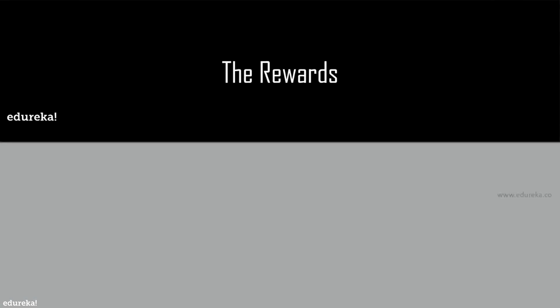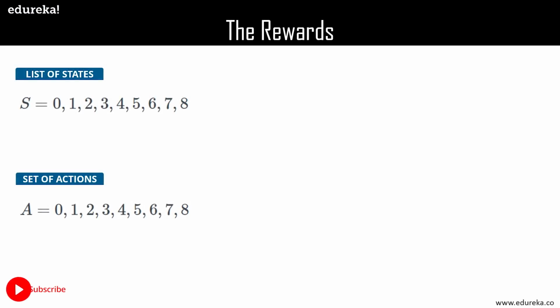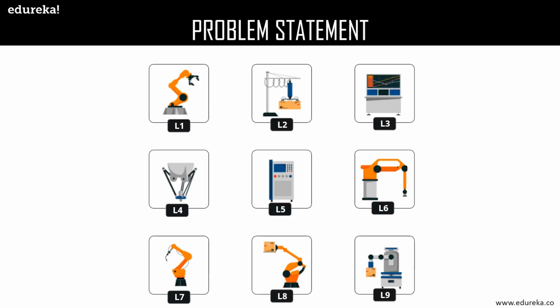So the states are basically 0, 1, 2, 3, 4, and the actions are also 0, 1, 2, 3, 4 up till 8. Now the rewards will be given to a robot if a location, which is the state, is directly reachable from a particular location. So let's take an example. Suppose L9 is directly reachable from L8, right? So if a robot goes from L8 to L9 and vice versa, it will be rewarded by 1.